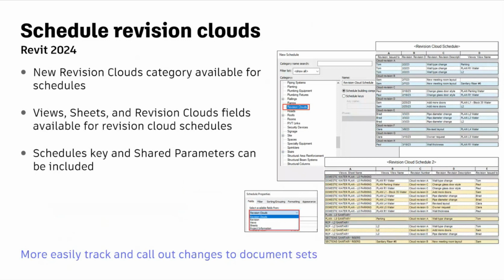And a big one, if you're into document control, a new revision clouds category is now available for scheduling. So you can use fields from views, sheets, and revision clouds to create your own revision schedule. And this schedule may also contain schedule keys and shared parameters.